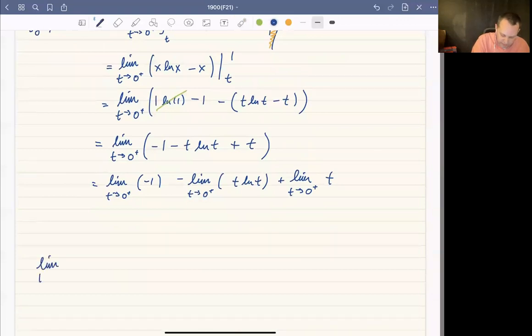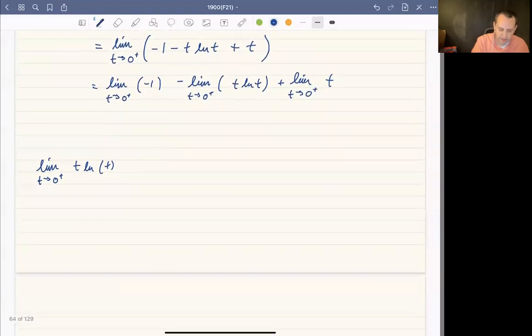So we have the limit as t goes to 0 from the right of t times the natural log of t. And guess what? That's an indeterminate limit. We're going to have 0 times infinity, so that's indeterminate. We're going to have to use L'Hopital's rule, which means we need a fraction. Hopefully by now this trick is comfortable enough. We take the natural log of t divided by 1 over t, and now we have a fraction.